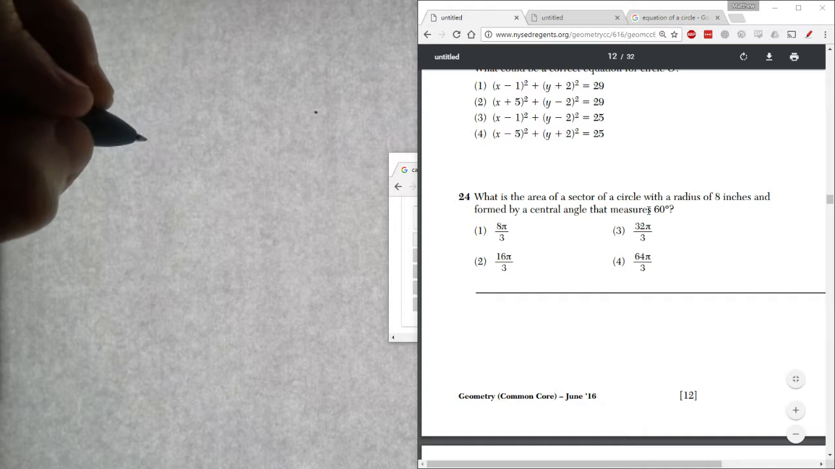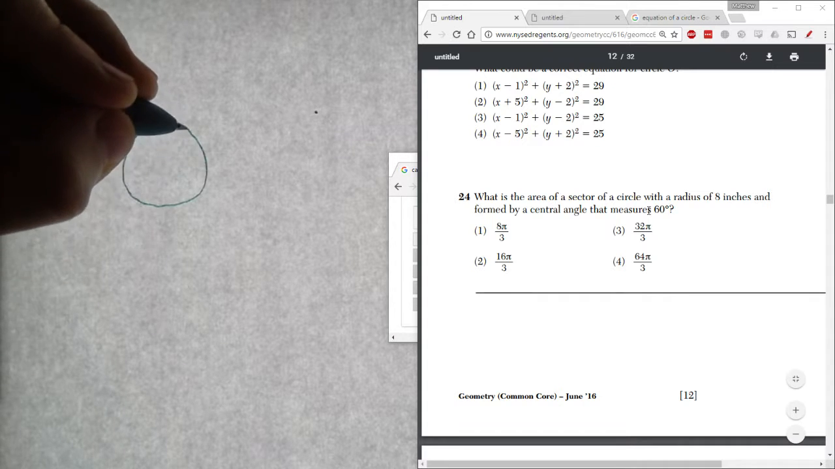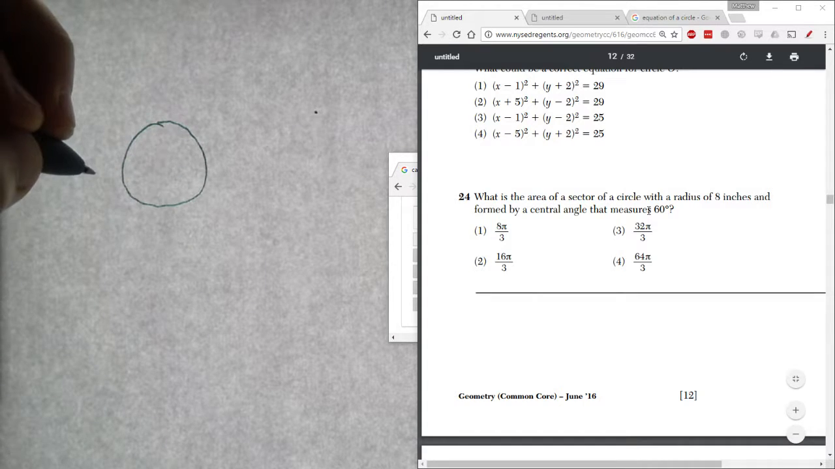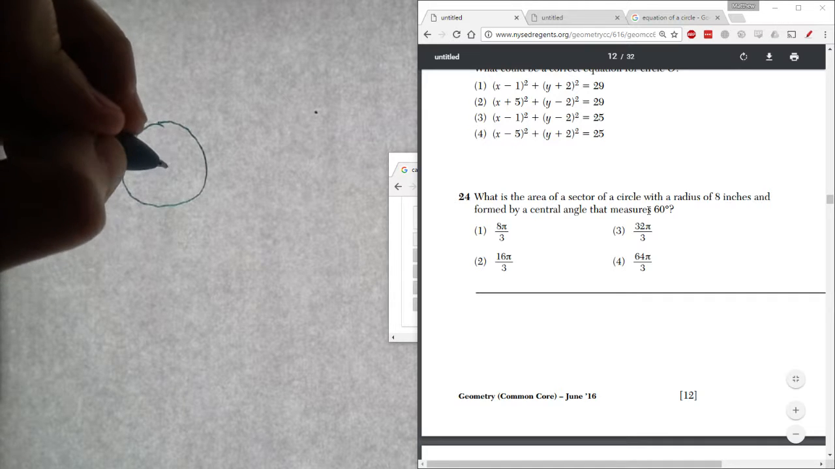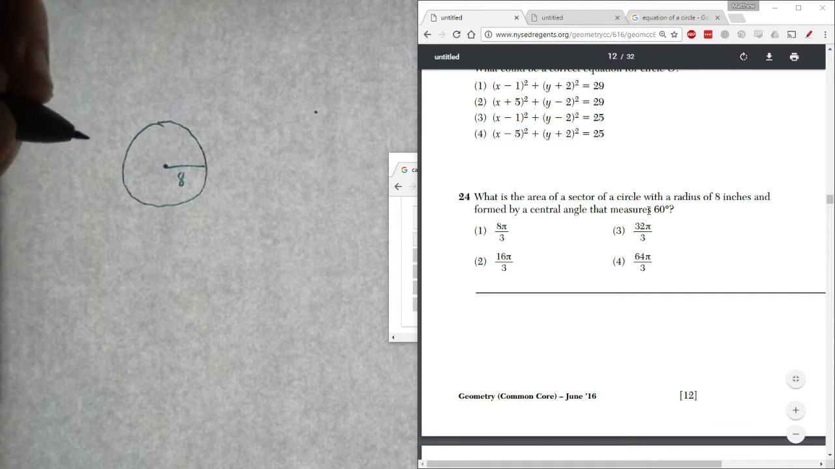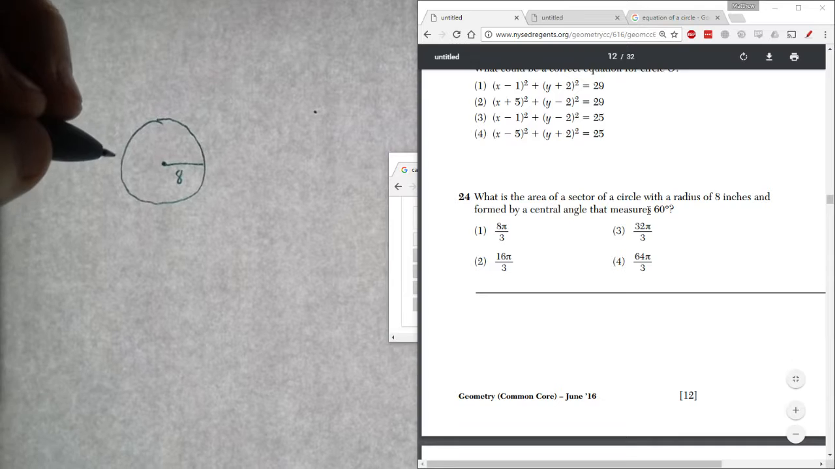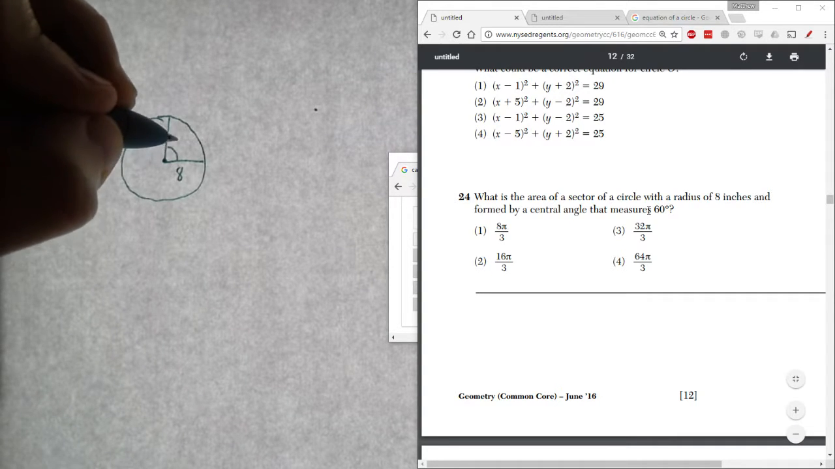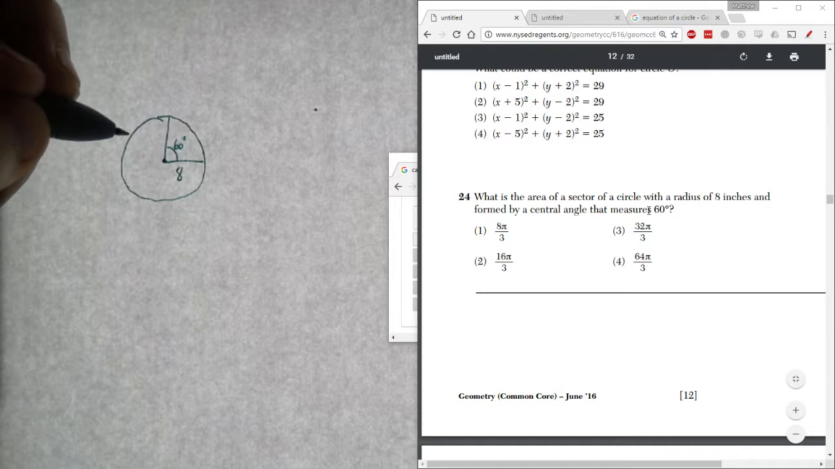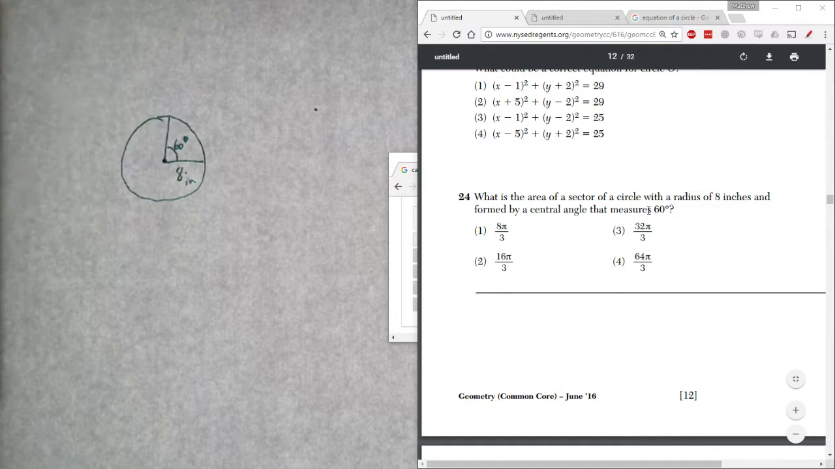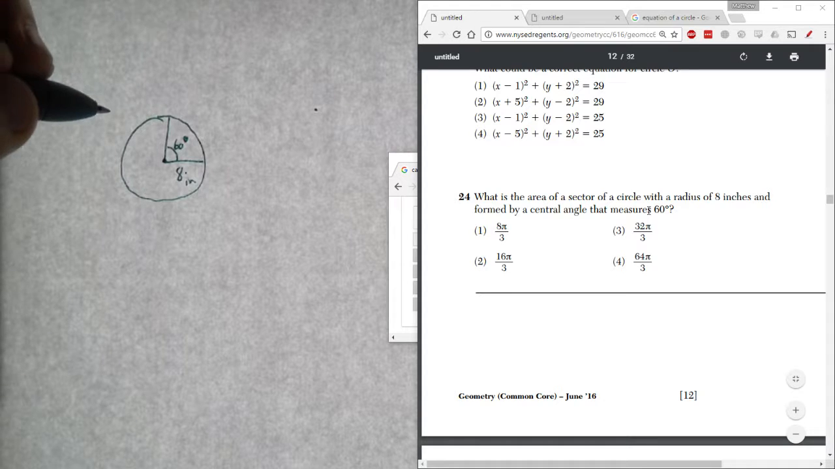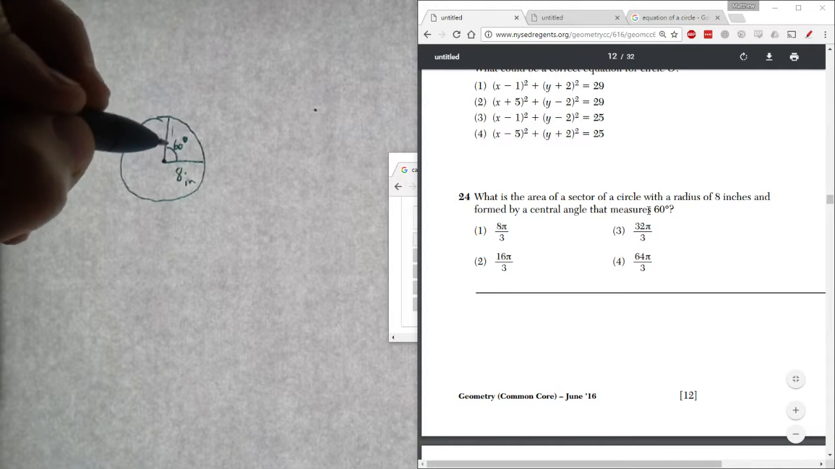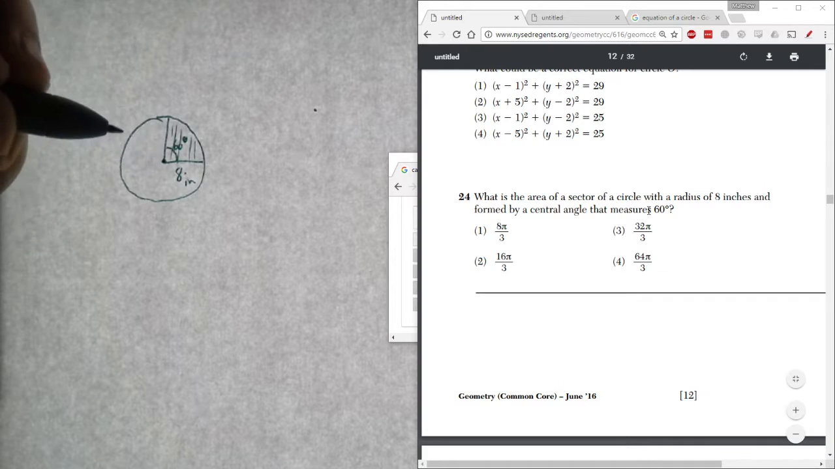Let's draw our circle. Here it is. I've got a radius of 8 inches and a central angle that is 60 degrees. 8 inches, 60 degrees. I want the area of just the sector. I just want this part over here.